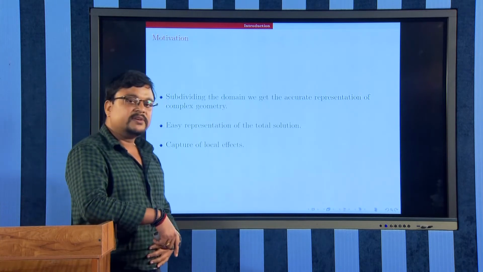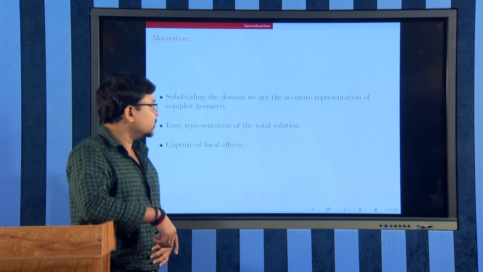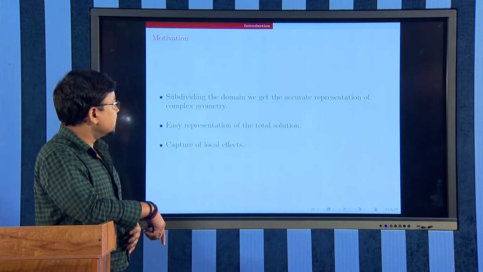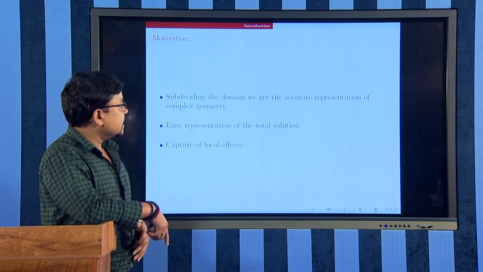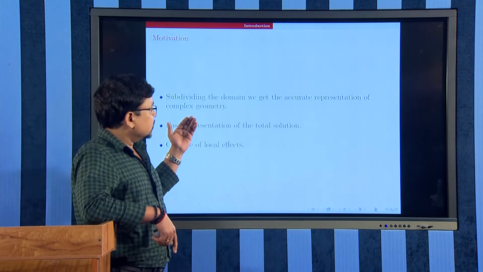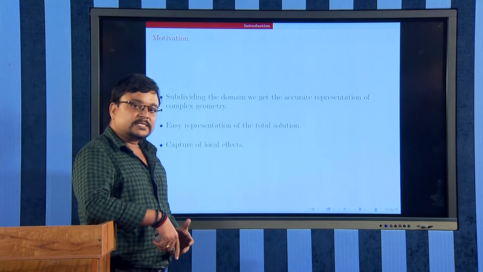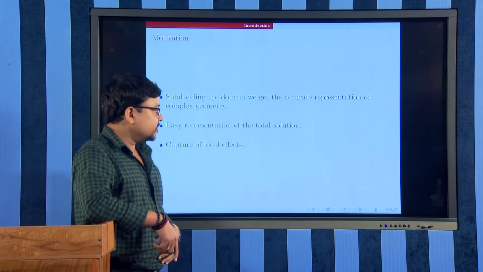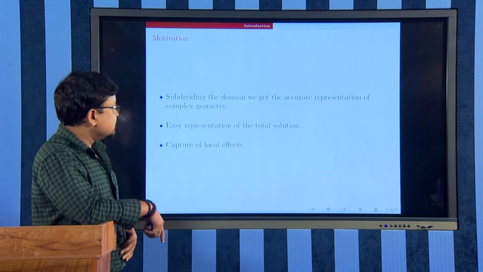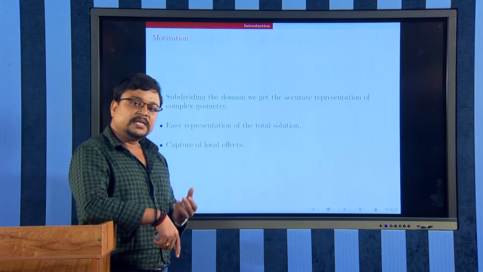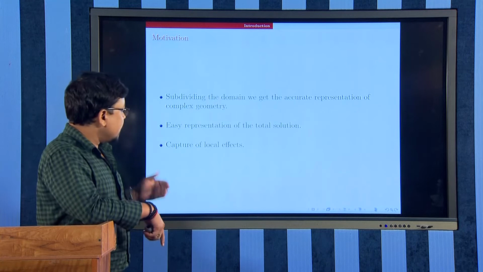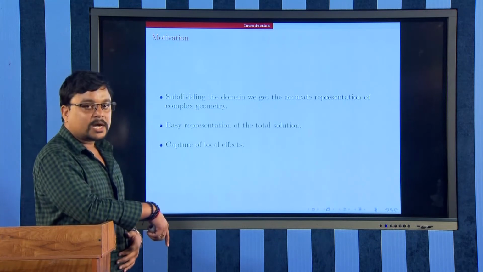So, what is the motivation behind the finite element method? The finite element method subdivides a domain, and we get an accurate representation of any complex geometry. Then it represents the total solution in an easier way, and we can also capture the local effects.